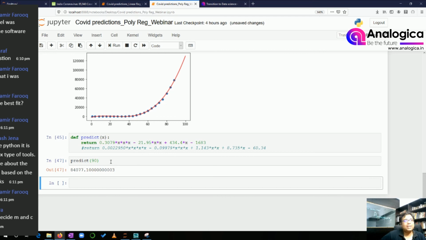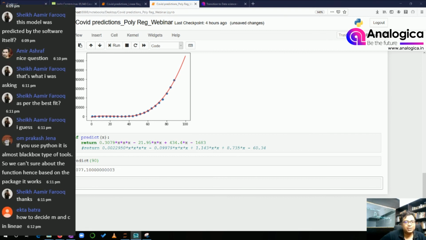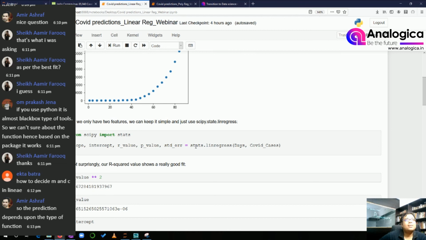So that's about it. That's the whole idea behind COVID prediction using linear regression and polynomial regression. Okay, Ekta Batra is asking how to decide M and C. You don't have to decide M and C. That's the whole idea. The linear regression model, the LinearRegression algorithm, is going to figure out what M and C are.